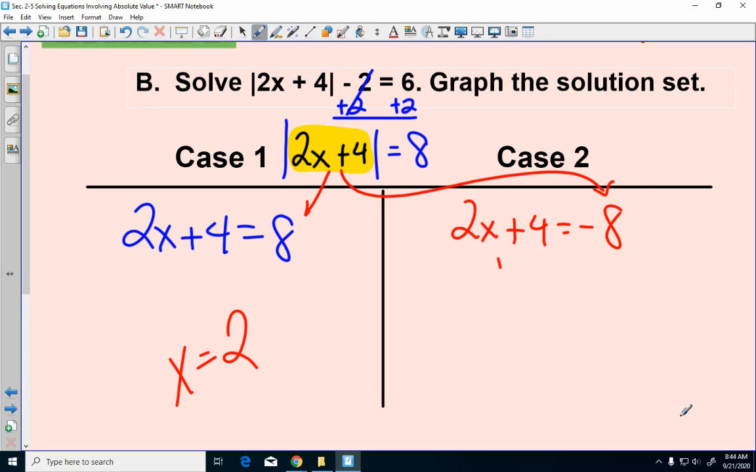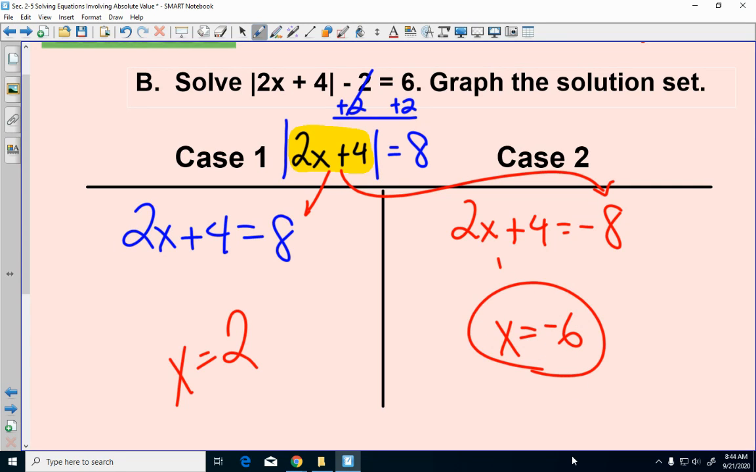Now, this one over here, do you have an answer to that one? Hunter, you got an answer to that one? Negative 6, good. If you move the 4, you would get negative 12, and then if you divided that by 2, you would get negative 6.